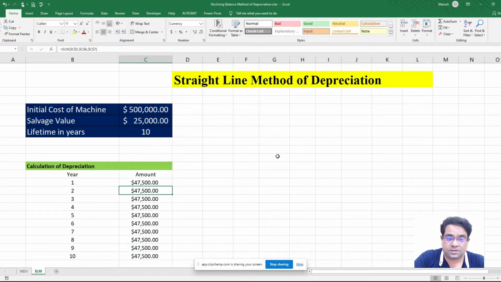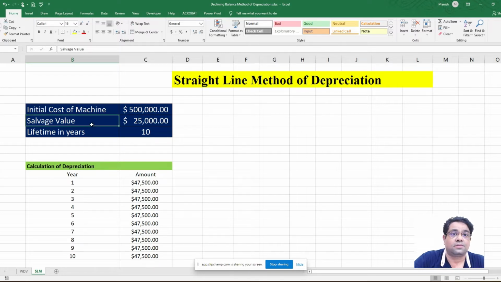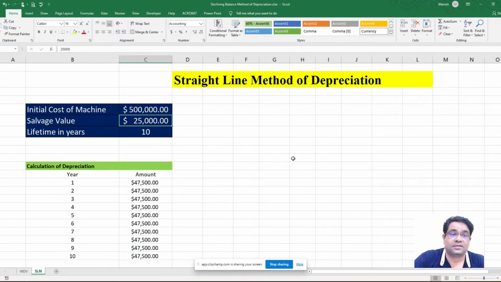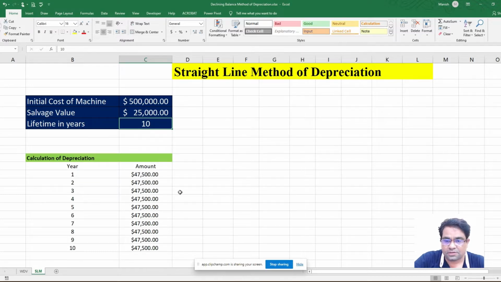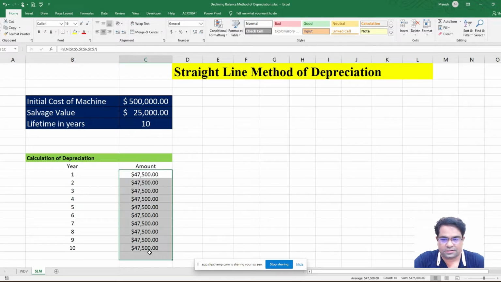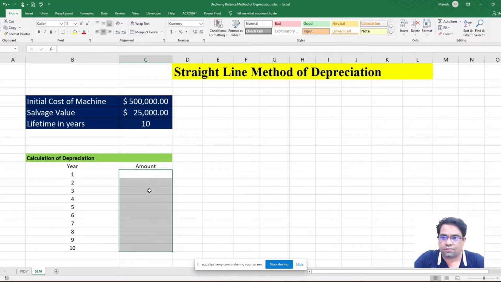Now let's see one example. The initial cost of the machine is $500,000. Salvage value means the value we can get when we are going to sell the asset at the end of its lifetime. In this straight line method, the asset lasts for 10 years. We are going to go for the formula.